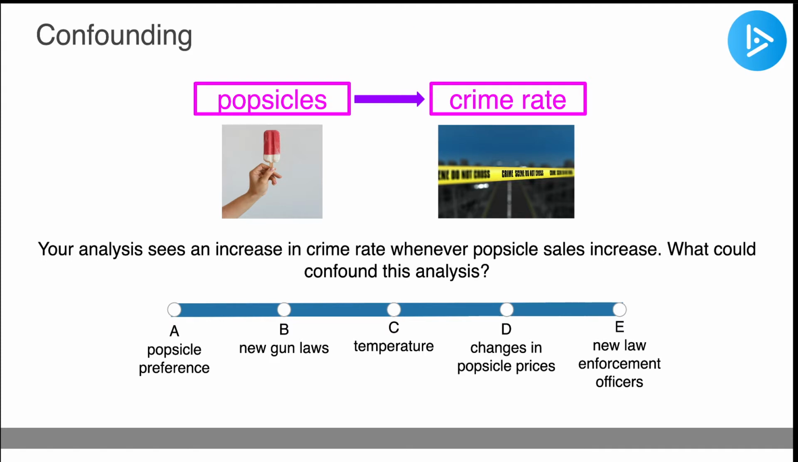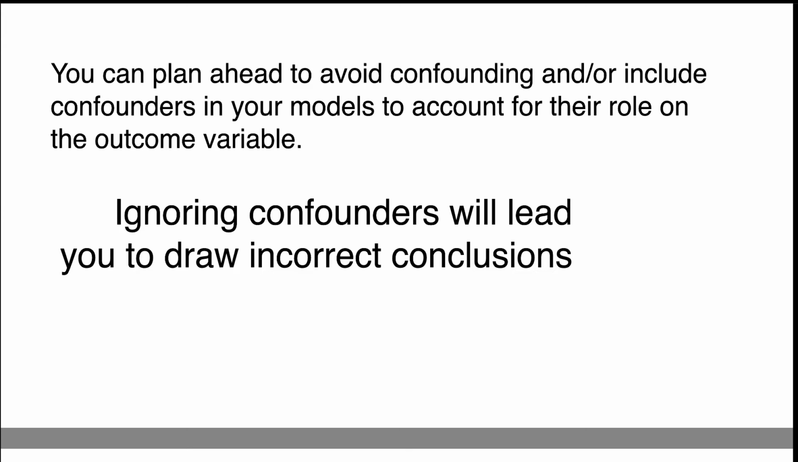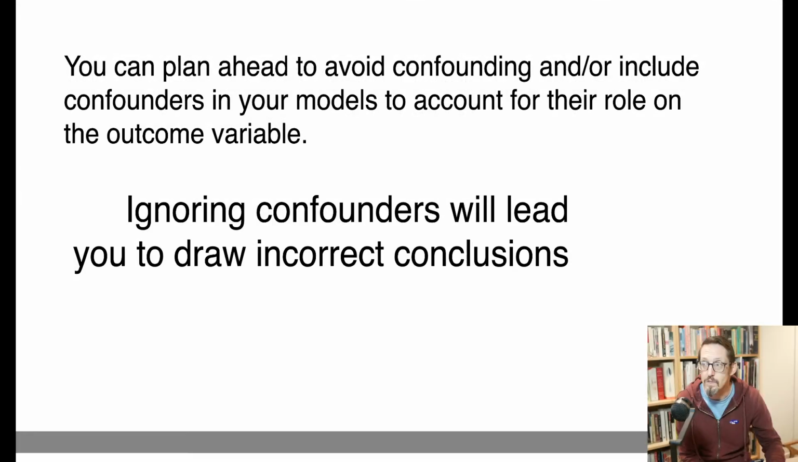All right. So ignoring confounders will lead you to draw incorrect conclusions. All right. Maybe you can plan ahead and include confounders in your model, and that way you can account for their role. So this is certainly something, oops, forgot I had my video off. This is certainly something that people will do. If you know that there's a potential confound, you can include it in the model you're building.